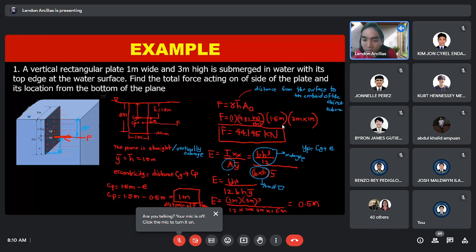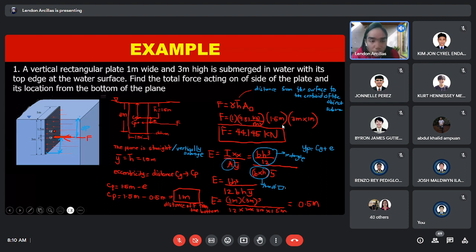So yun, sinimplify lang natin yung equation. Pwede namang sa calculator diretso na kayo mag-compute ng ganito. Makukuha mo yung E, 0.5 meters. So therefore pala yung E dito, meron na tayong center of gravity since makukuha naman natin yung center of gravity ng rectangle, which is just half the height. Okay? And then meron na tayong E, so malalaman natin yung CP. So CP from the bottom, which is 1.5 minus E or 0.5. So yun yung CP from the bottom, 1 meter.